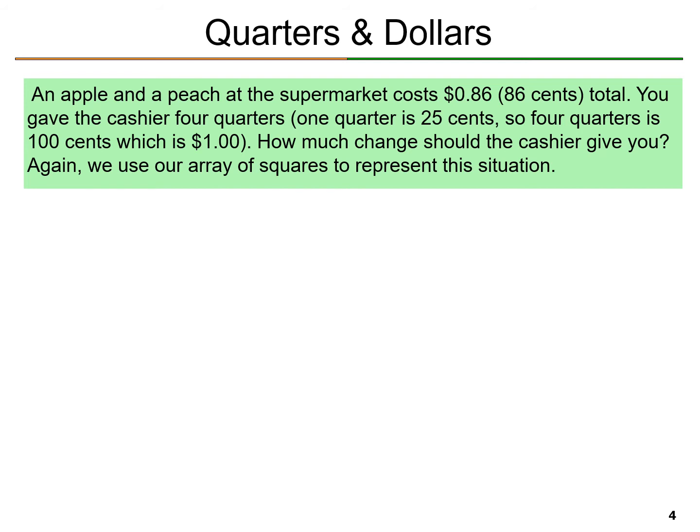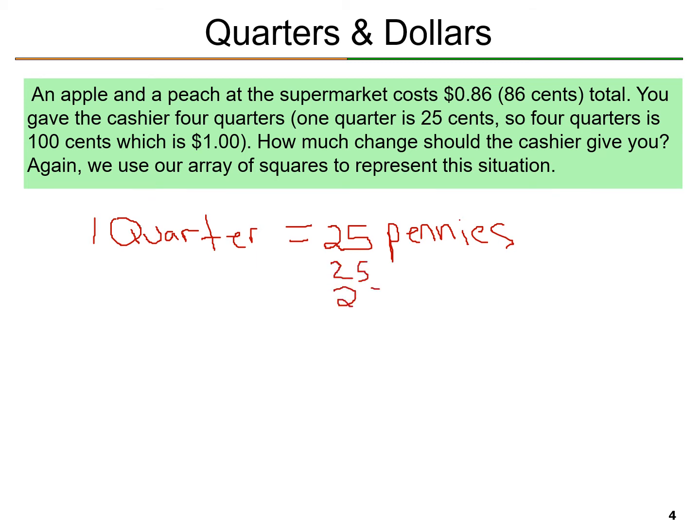Again, we're going to use our array of squares to represent this situation. So again, 1 quarter is equal to 25 pennies. And if I have 4 quarters, that's 25 pennies plus 25 pennies plus 25 pennies plus 25 more pennies. Let's see, 5 plus 5 is 10, plus 5 is 15, plus 5 is 20. Write the 0 down and carry the 2. 2 plus 2 is 4, plus 2 is 6, plus 2 is 8, plus 2 is 10. So 4 quarters is equal to 100 pennies.